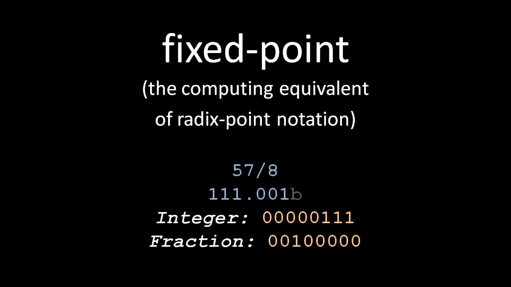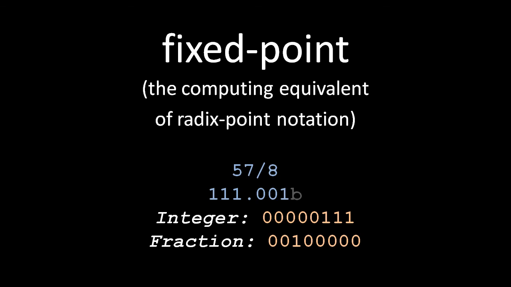A more performant alternative is to use what is basically the computing equivalent of radix point notation, which we call fixed point. In fixed point, we reserve some number of bits to represent the integer component, that is, the digits to the left of the radix point, and we reserve some number of bits to represent the fractional component, the digits to the right of the radix point.